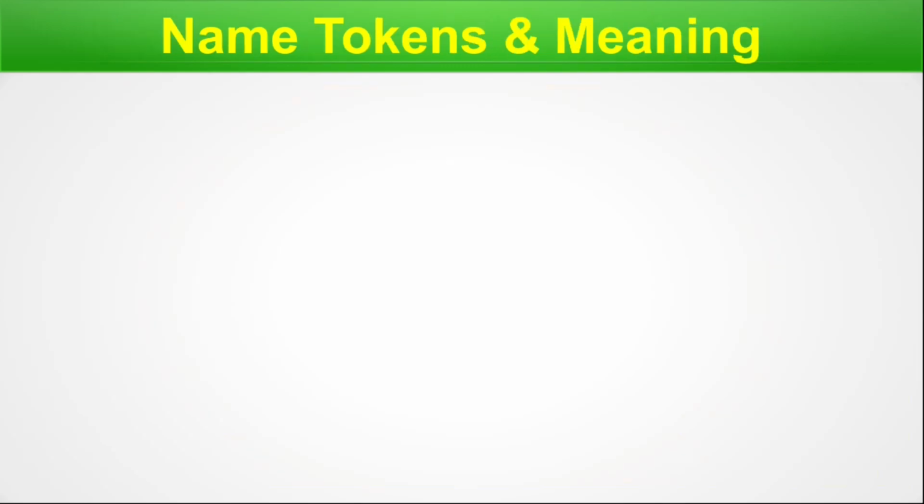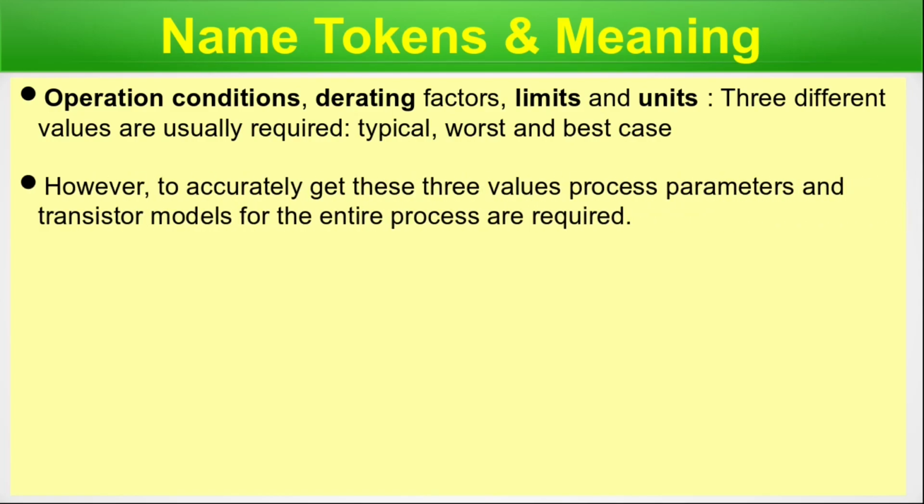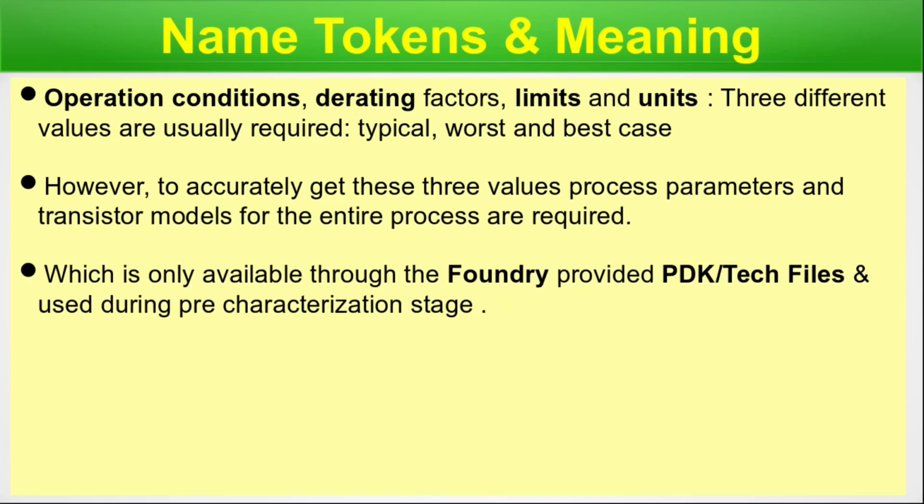So let's move on. In this slide, we continue further with some more frequently used name tokens and their meaning. Operating conditions, derating factors, limits, and units. 3 different values are usually required, that is typical, worst, and best case. These tokens will also be there, but their values will typically be 3 values: typical, worst, and best. However, to accurately get these 3 values, process parameters and transistor models for the entire process are required, which are only available through Foundry provided PDK or TIC files and used during the pre-characterization stage.